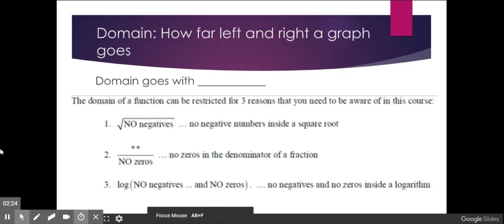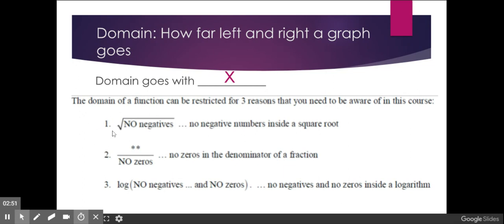So we're also going to look at what the domain of functions are, and it's how far left and right a graph goes. So it goes with our x values or input values. These are the 3 rules that we use for domain. We're not really going to be looking at this third rule because we haven't worked with logs all that much, or if at all. We're going to be looking at logs later in the school year. So to start off, we'll just be focusing on these 2 rules.